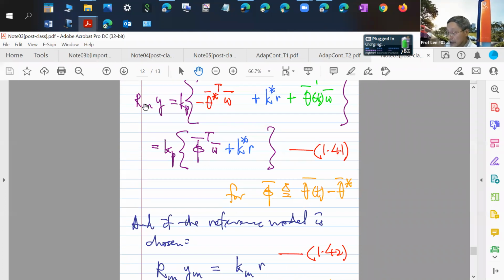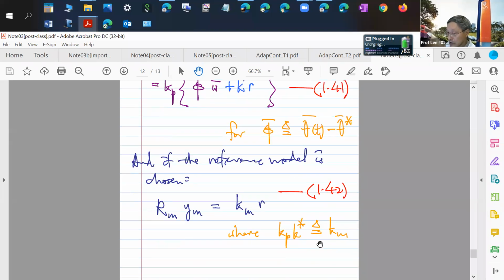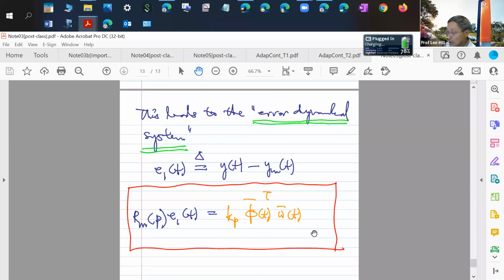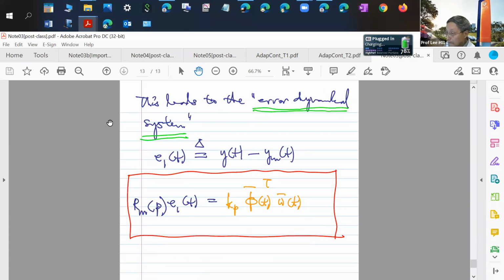Now you can just take this equation, in operator form, minus this equation, and you will see that this leads to the error equation coming out like that, with e1 being y minus ym, which is just the output tracking error. Then it will be the reference model polynomial operator RMP operator on e1 equals kp phi bar transpose omega bar. Again, this does not depend on relative degree.